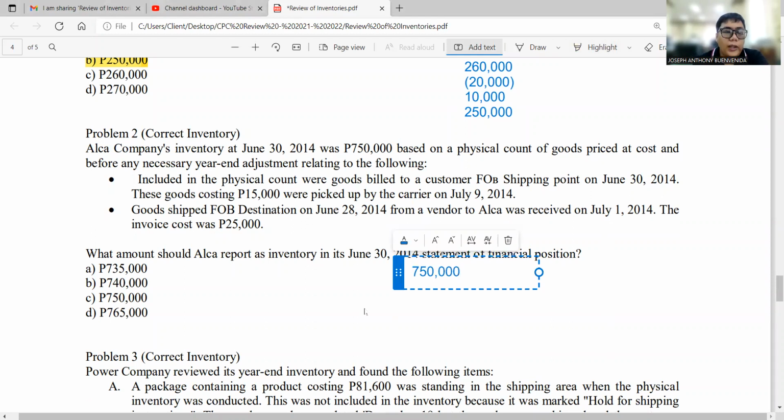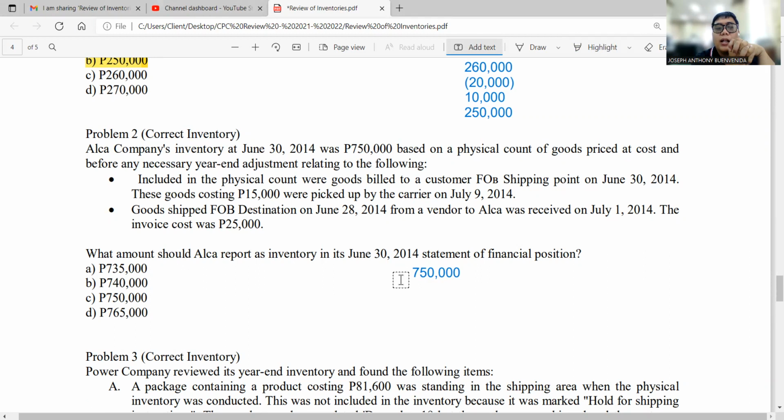So included in the physical count were goods billed to customer, FOB shipping point on June 30, 2014. These goods costing 15,000 were picked up with the carrier on July 9, 2014. So the question, is it included or not? Included in the physical count is the 15,000. It was picked up by the carrier on July 9, so it is already part of Alka's inventory. It is correct that it was included in the physical count and in the value.